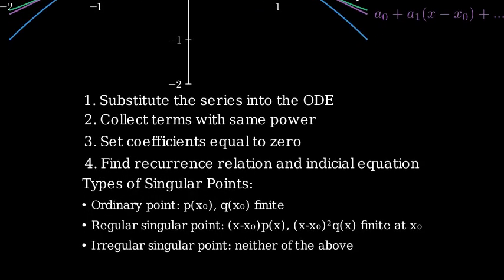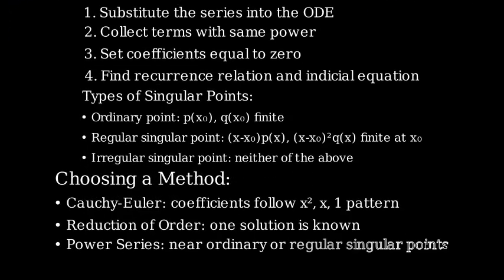To conclude, let's discuss how to choose between these methods. Use the Cauchy-Euler method when the coefficients match the x squared, x, and constant pattern. Use reduction of order when one solution is already known. And use the power series method near ordinary or regular singular points, especially when other methods don't apply.